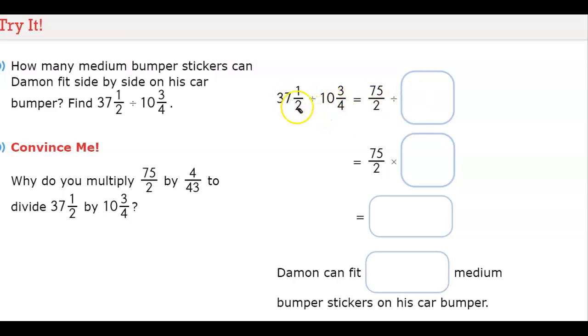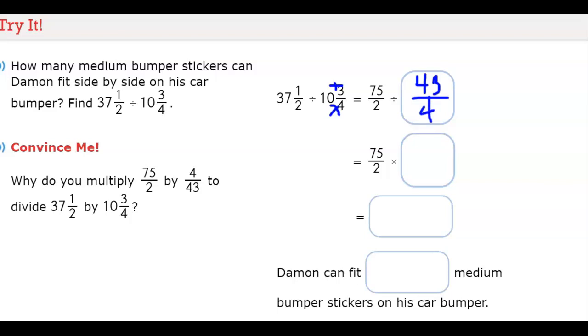So 37 times 2 plus 1 is what gives you 75, and your denominator stays the same. Now we're going to do the same thing for 10 and 3/4. 4 times 10 is 40. And then, let me just write this real quick. 4 times 10 is 40, plus 3 is 43. So we have 43 over 4. Our denominator stays the same.